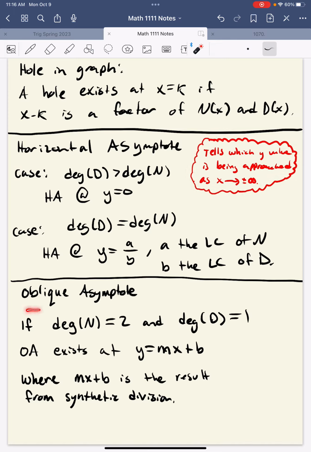Then we have what's known as an oblique or slant asymptote. And we're going to look at one case for this OA. If the degree of the numerator is 2 and the degree of the denominator is 1, an OA exists at y equals mx plus b, where mx plus b is the result from synthetic division.